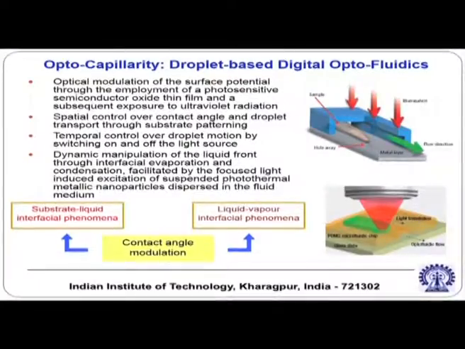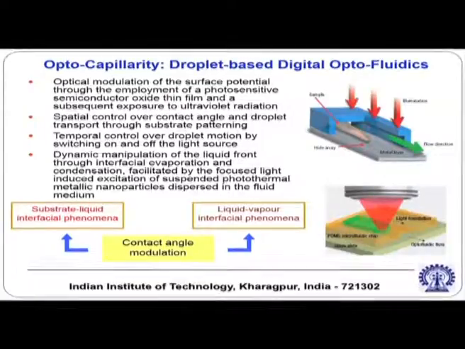Now we have discussed how to modulate surface tension by electrical field. Now we will discuss how to modulate surface tension by light, by using optics. So I will talk about two basic mechanisms by which it is possible.